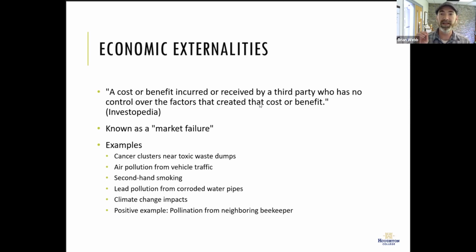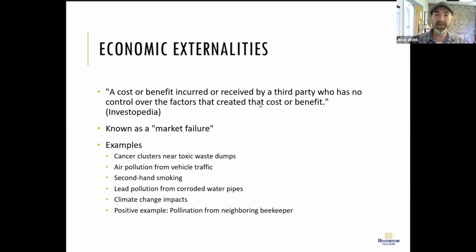These are known as a market failure because the market is not taking into account the full cost of a certain activity. Here are some examples. Cancer clusters near toxic waste dumps. So toxic waste dumps, the companies that dispose of toxic waste are not paying the costs of the people who get cancer because they live near the place where those are disposed of. So we see this all the time where toxic waste dump sites, people who live near them get cancer at rates that far exceed the average.